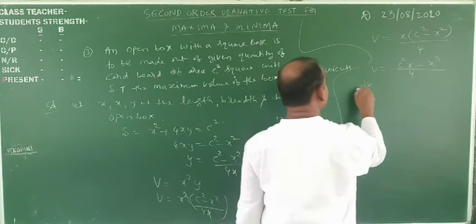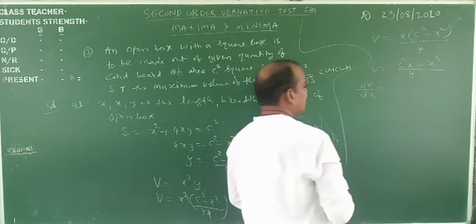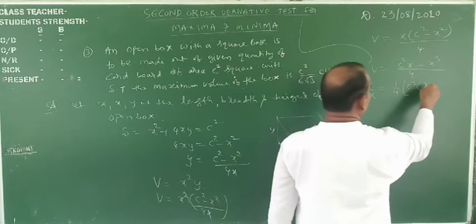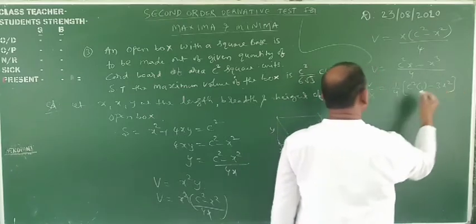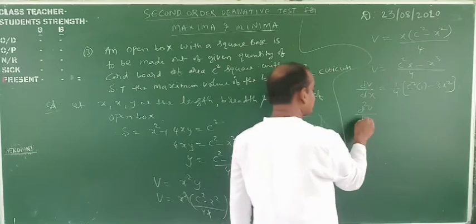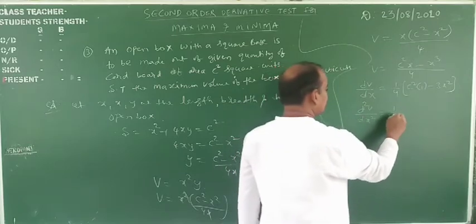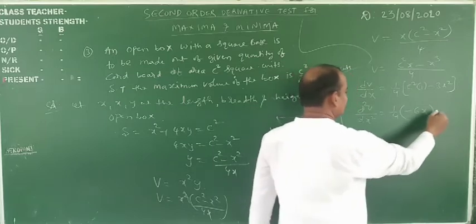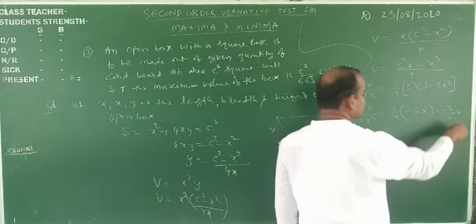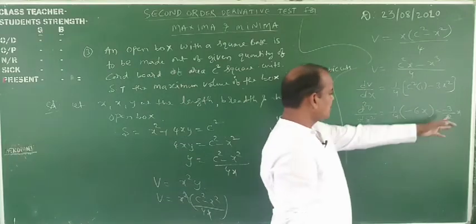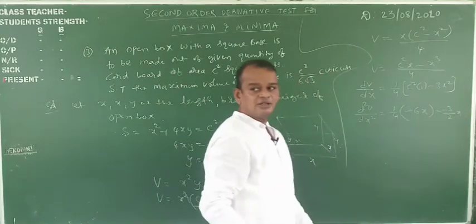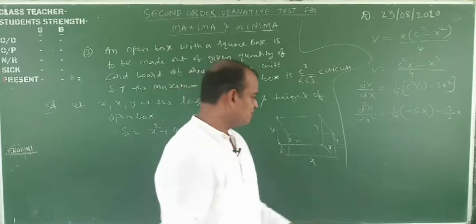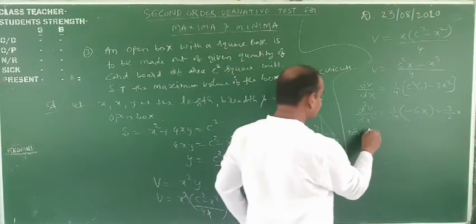Now dv by dx is equal to 1 by 4 into c square times the derivative of x, which is 1, minus the derivative of x cube, which is 3x square. Now the second order derivative d square v by dx square is 1 by 4 into c square constant, derivative 0, minus 6x, that is equal to minus 3 by 2 x. x is the length, always positive. Here the second order derivative is negative, less than 0, which means the volume is maximum.